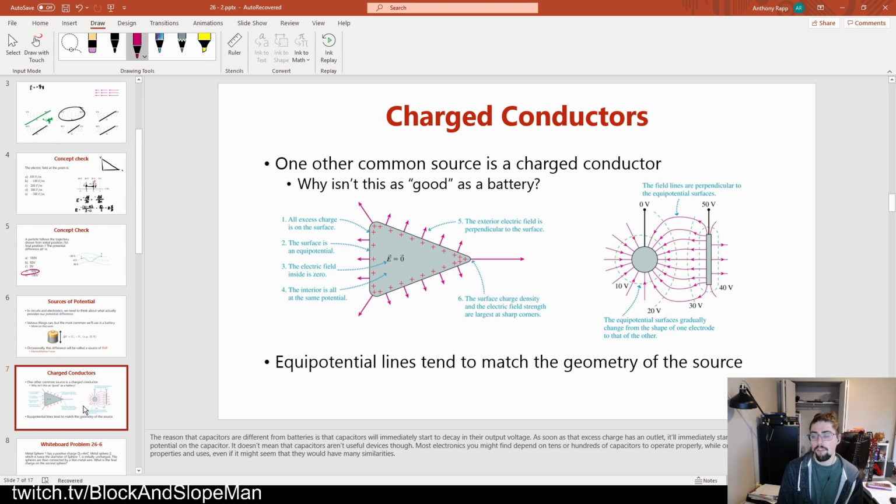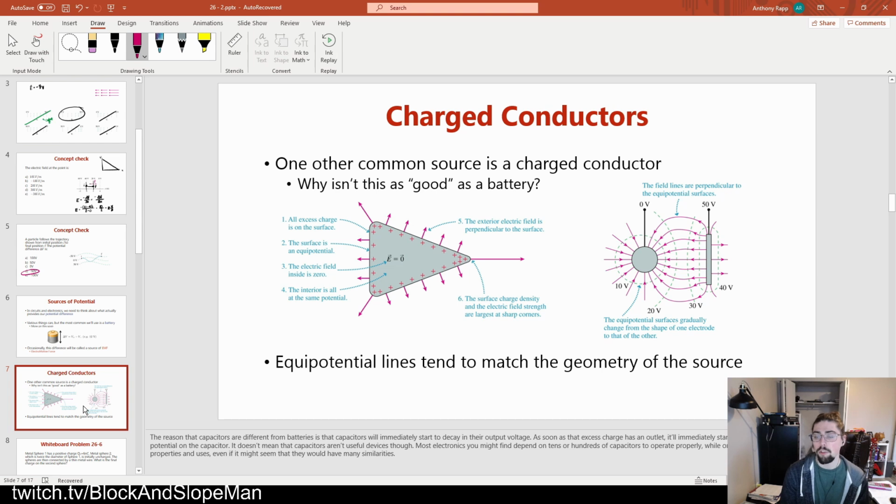For one, if I have something like what I've got here, this triangular shape, what I'm actually seeing here is I'm not going to have a uniform surface charge density. All of the excess charge is still going to be stored on the surface of this object. The electric field inside will still be zero. Those are two details that have not changed. But the surface charge density is not necessarily equal throughout.